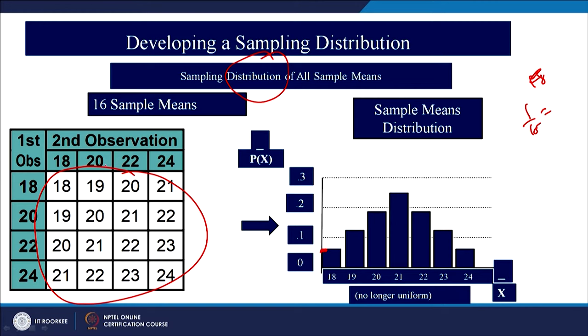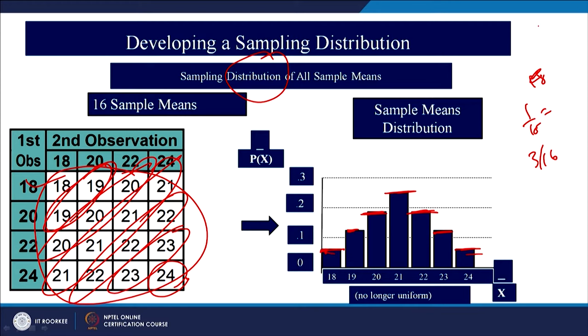19 appears 2 times, right, so this is 2 by 16. So 18 and 24, just 1 by 16. So for 18 and 24, it is the same value, right. Similarly 19 and 23, 2 times, right. Then 20 and 22, 3 times, so 3 by 16. So this is 20.